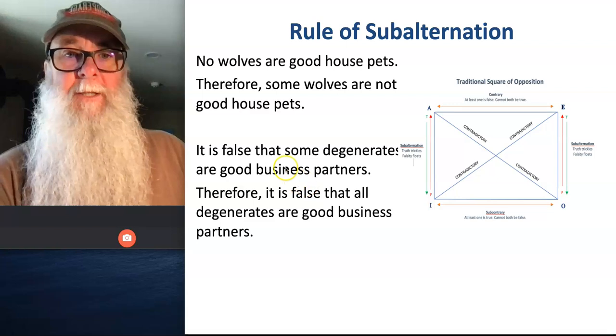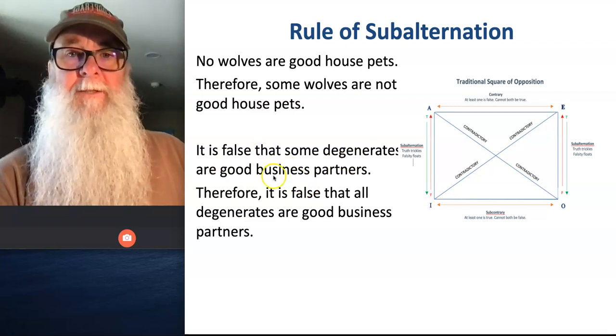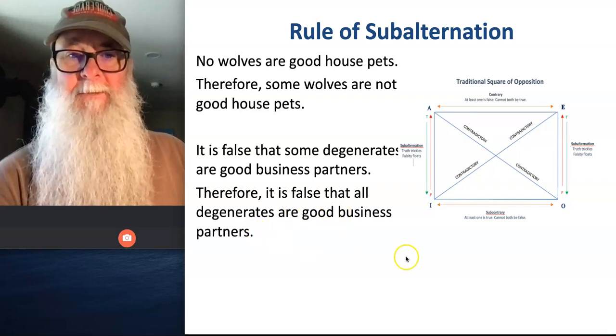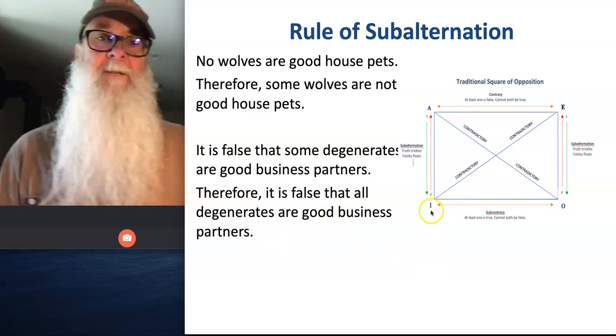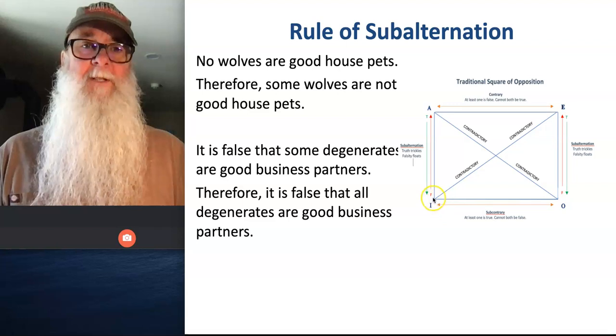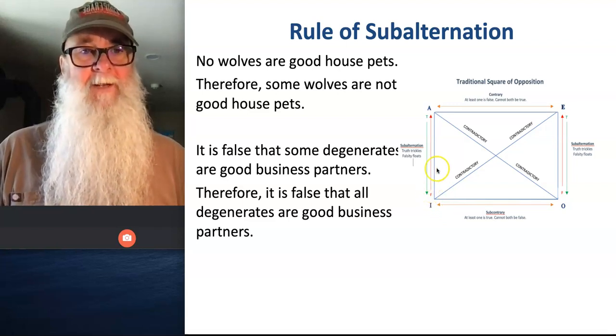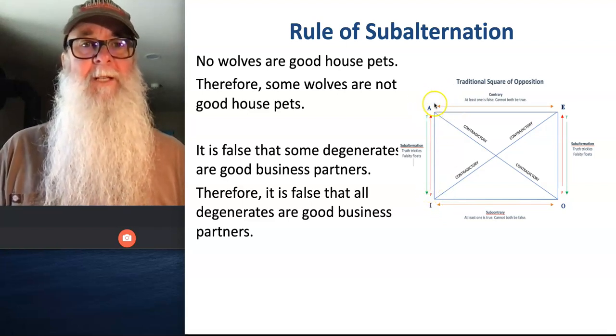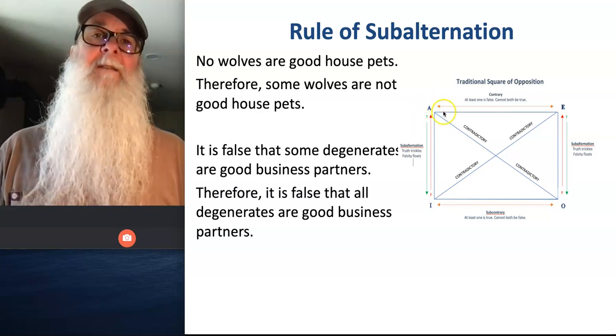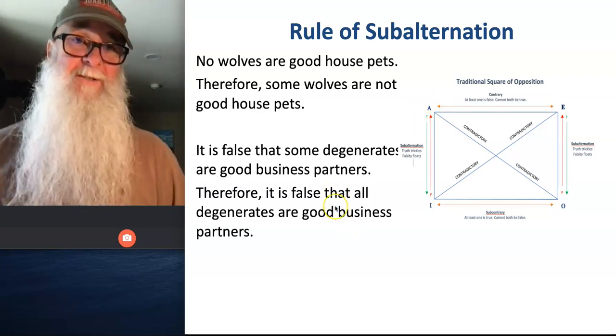Similarly, look at this argument. It is false that some degenerates are good business partners. Therefore, it is false that all degenerates are good business partners. Okay, my premise statement is an I statement I'm being told is false, and I can see right here that false value floats up to the corresponding A claim and makes that statement also false. And that's exactly what the conclusion says.